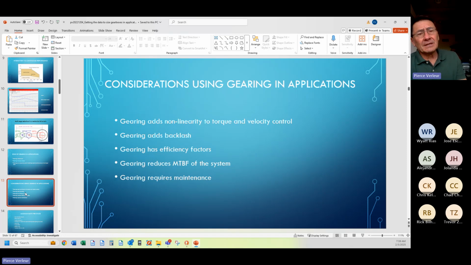What does that mean, nonlinearity? It means that, let's say it's a 10-to-1 reduction. Therefore, I turn the input shaft, which is the motor shaft, 360 degrees, and the output shaft turns from 0 to 36 degrees because of the 10-to-1 reduction. Now, if I move the motor shaft half a revolution, therefore to 180 degrees, does the output shaft of the gearbox perfectly move to 18 degrees?